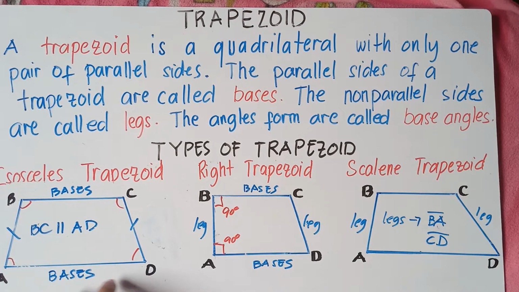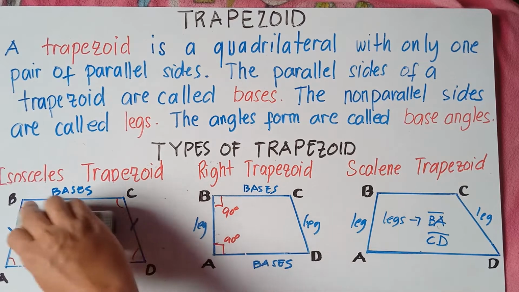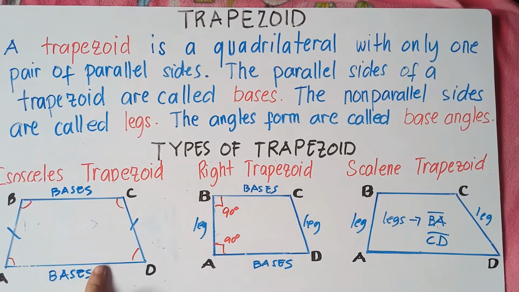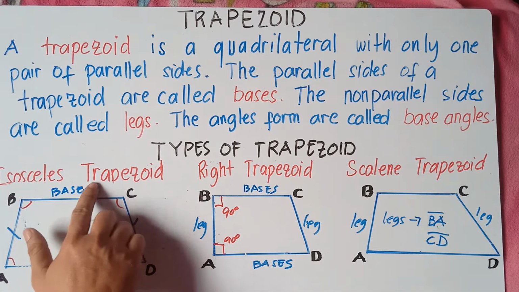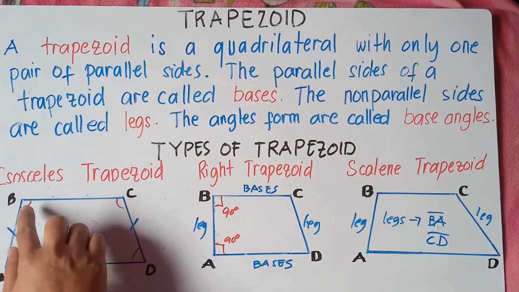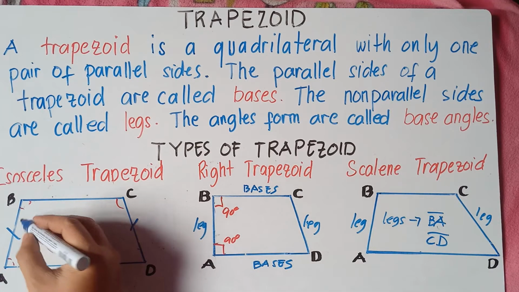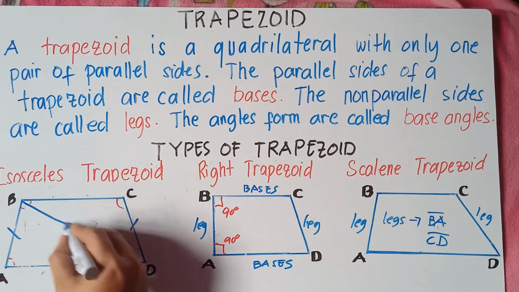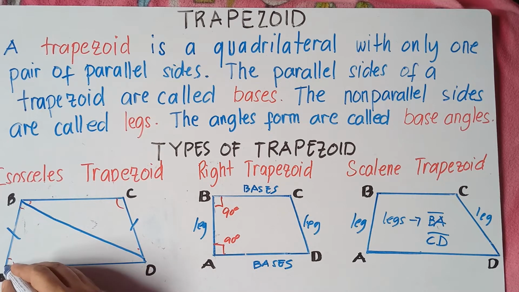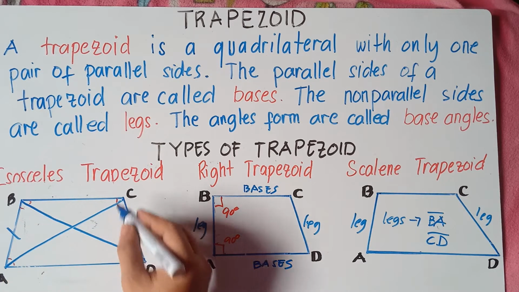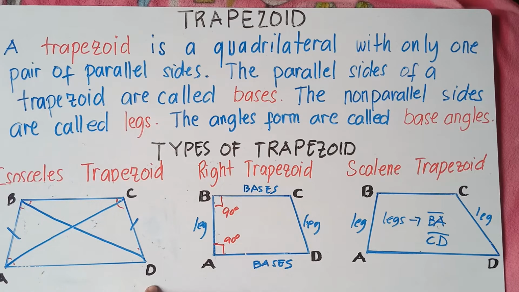Now let's focus on the isosceles trapezoid, because mostly in the book you are answering with isosceles trapezoid. Do not forget that if we put a diagonal line, this diagonal line right here, BD, is congruent to diagonal line CA. BD is congruent to CA because this is an isosceles trapezoid.